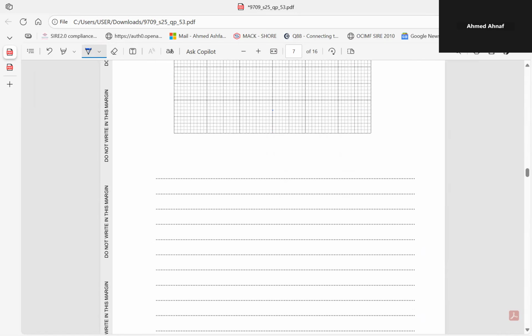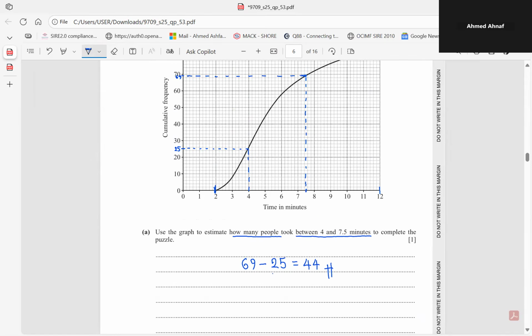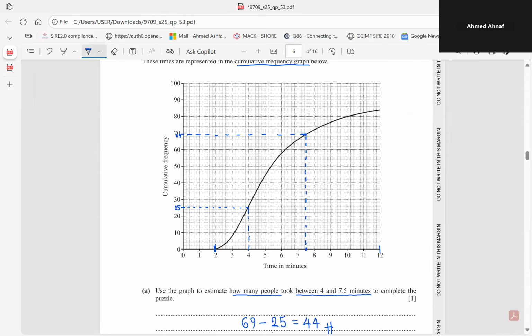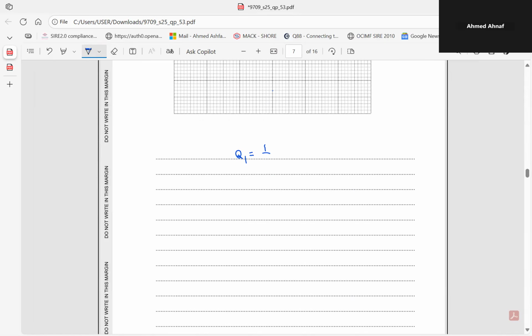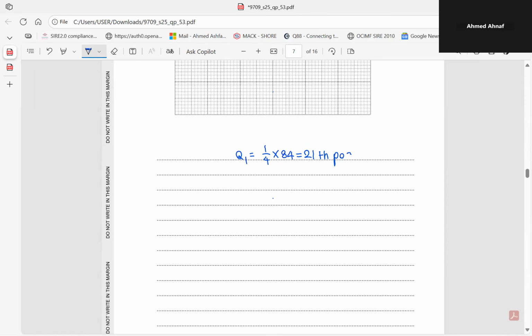That is the 25th percentile. So Q1 would just be 25% times the total frequency 84. So 1 over 4 times 84, you would get 21. So the 21st position.